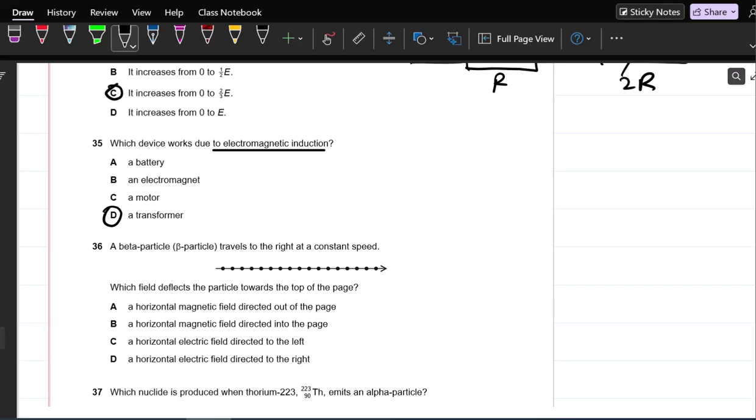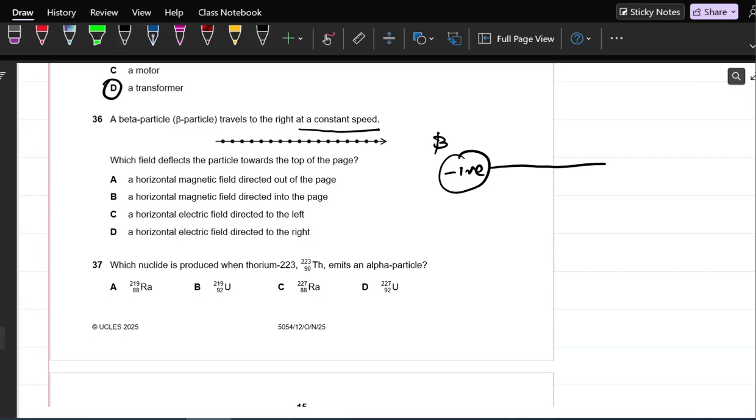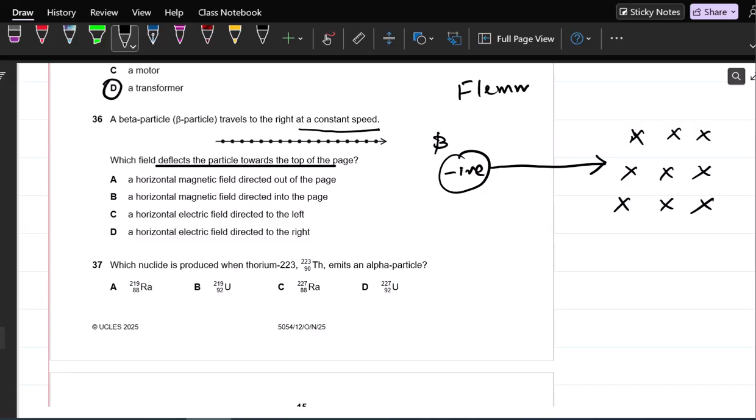Question 36. A beta particle travels to the right at constant speed. So beta is having which charge? Negative charge. It is going in this right direction. Which field deflects the particle towards the top of the page? Okay, top of the page. So somewhere here you have a field. We have to identify whether it is going to be into or out of the page. So using Fleming's left hand rule, you can identify this.